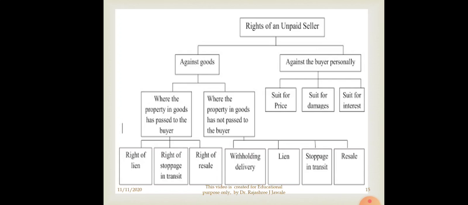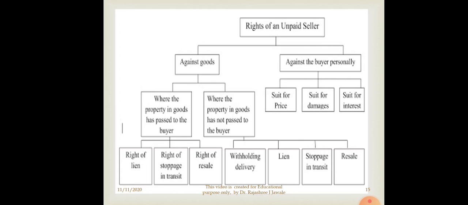Where the property in goods has not passed to the buyer, in this case he has the right of withholding delivery, then he has the right of lien and stoppage in transit and resale. What about against the buyer personally? Rights of an unpaid seller against the buyer personally: he can file a suit for price, he can file a suit for damages, and he can file a suit, that means a case, for interest. So these are the rights of an unpaid seller.